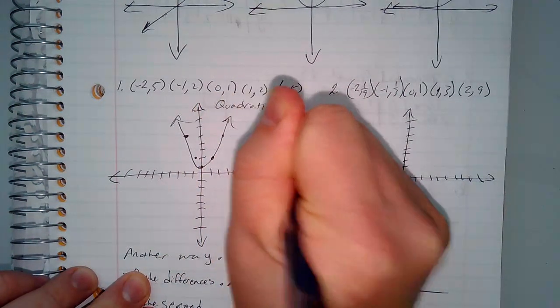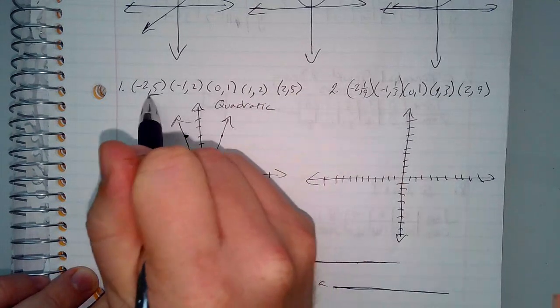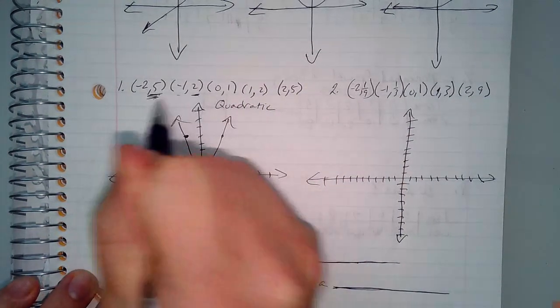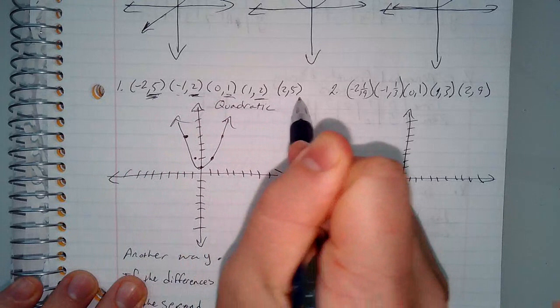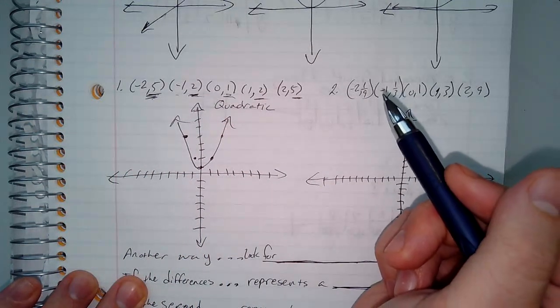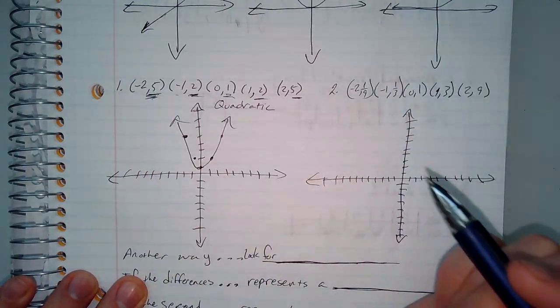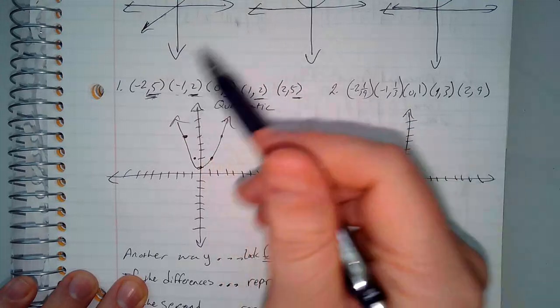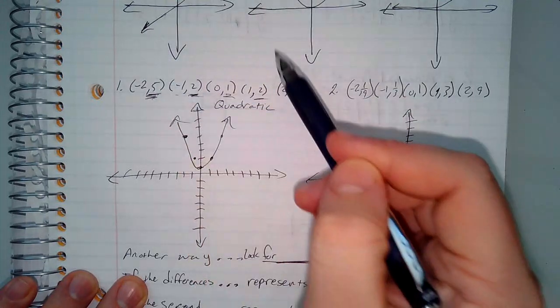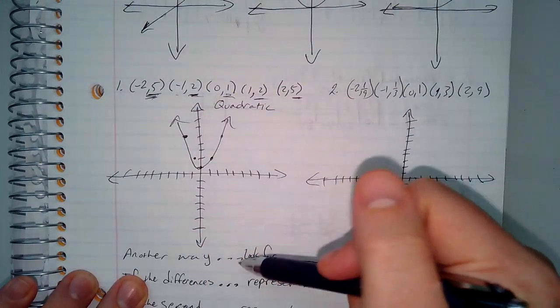You can also look at the values and see that it's going down. Look at the y values. They're going down, and then they're going back up. Okay, so that tells you it must be a parabola. Parabolas are the only ones that go down and then back up, or up and then back down.